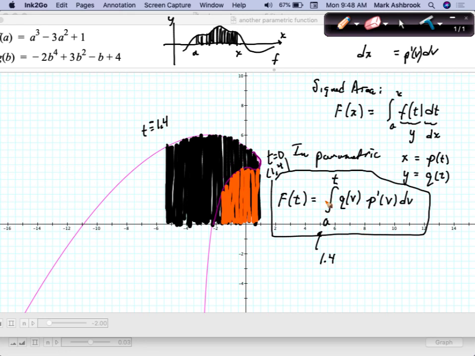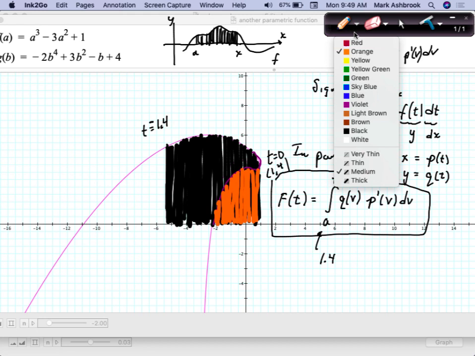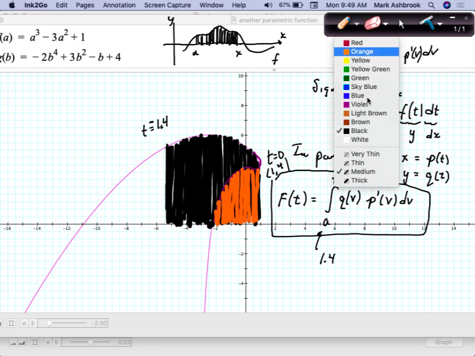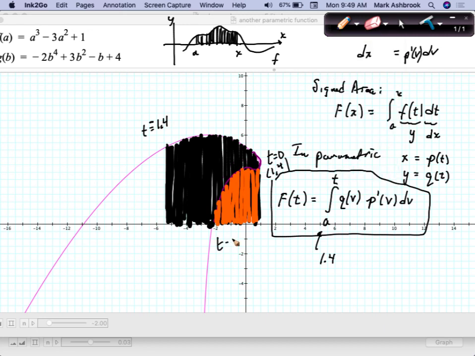So these values will actually be decreasing through there. Okay? So t is increasing the whole time, but because x starts decreasing, our signed area is going to start going down by the amount of the accumulated orange. So I get to here, this is actually about t equals positive 1.45, right there.